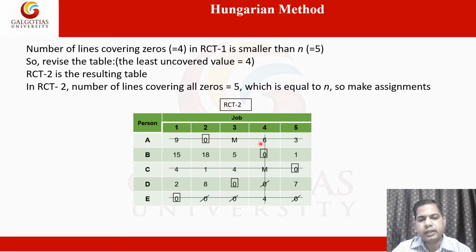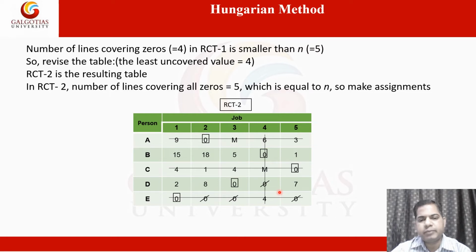Again, in this table, we have to cover all the zeros with the minimum number of horizontal and vertical lines. So 1, 2, 3, 4, but this 0 remains there. This 0 can be covered by a vertical line or a horizontal line. So the number of lines will be 5. Now the order of the matrix is 5 and the number of lines is 5. So this is my table on which I can give the assignments.